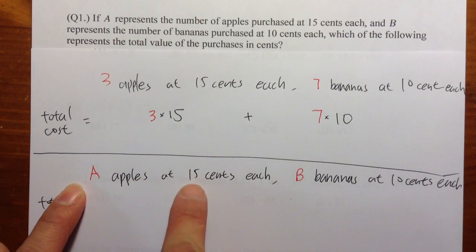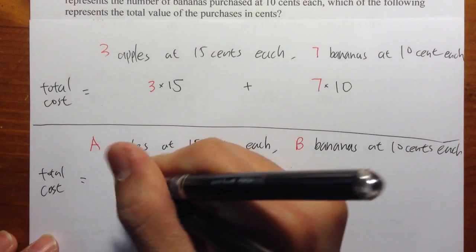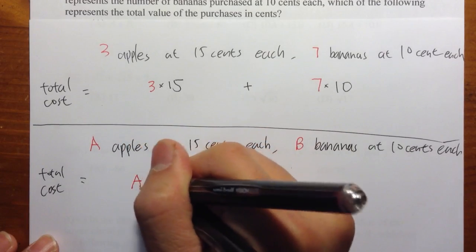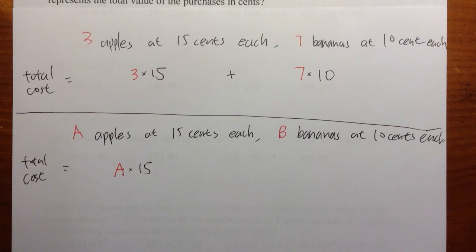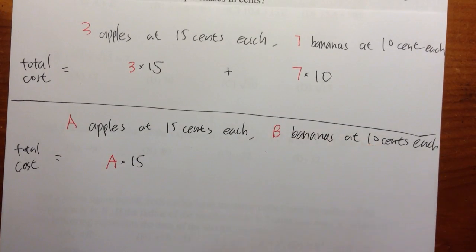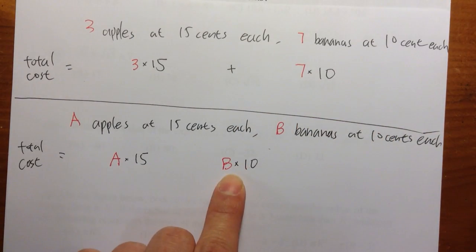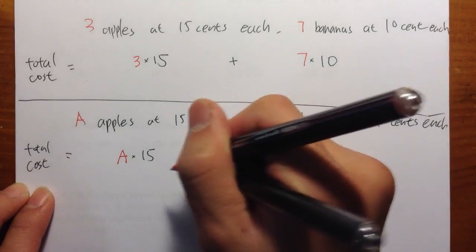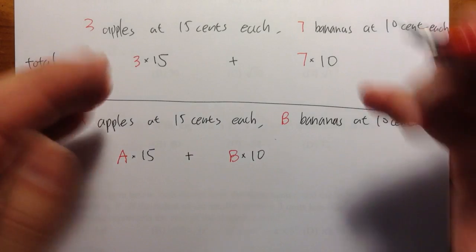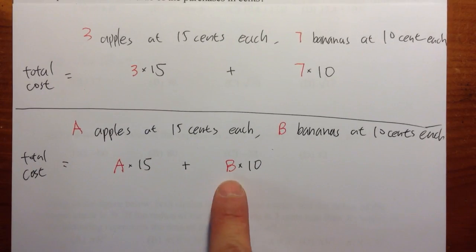I have A apples at 15 cents each, so I can just do what we did right here. I have to have the A, and then I need to multiply by the 15. So this will be the cost for the apples. B bananas at 10 cents each, so I need to have B, and then multiply by 10. And that will be the cost for B bananas at 10 cents each. To figure out the total cost, we just need to add it up together, right? Just like what we did over here. Okay, and that's pretty much it. I have A times 15 plus B times 10.